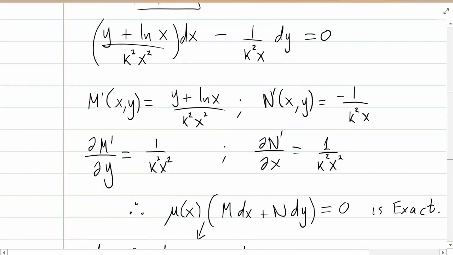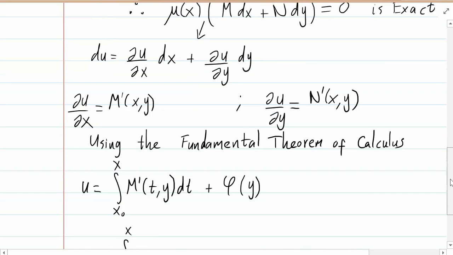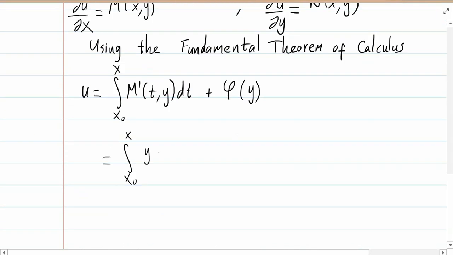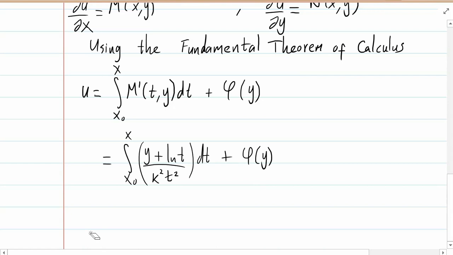is equal to y plus natural log of t over k squared t squared dt plus some function of y, which at this point is unknown. How do we integrate this equation? We have a natural log and it is divided by t squared.